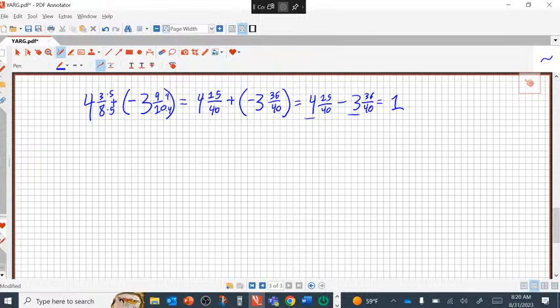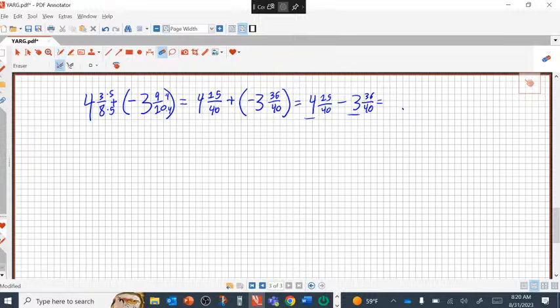Yeah, we're going to have to borrow, right? We're going to have to do some borrowing because I can't do 15 minus 36. Well, I can. 15 minus 36 is 21. Is that correct? So this would be, if you did it that way, crazily 1 and negative 21/40, which means that you've got a positive whole. That becomes kind of a nightmare, right?